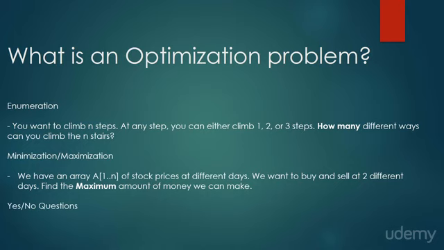Finally, yes/no questions. So can you form $10 with X pennies and Y dimes and Z quarters? These types of problems are again optimization problems, and they're very frequent. So now that we know what an optimization problem is, let's go back to the definition of dynamic programming and see what it asks for.